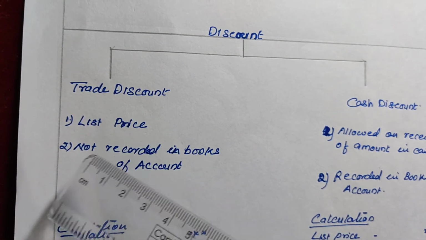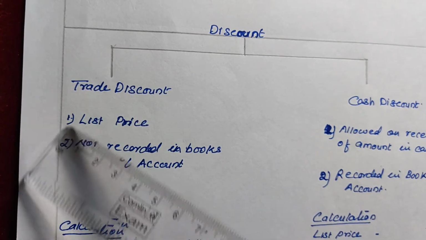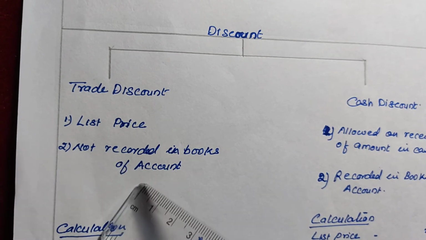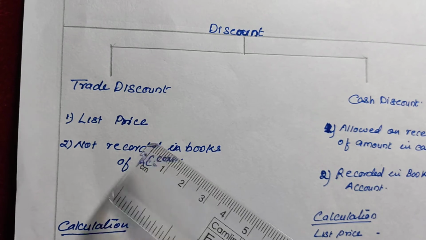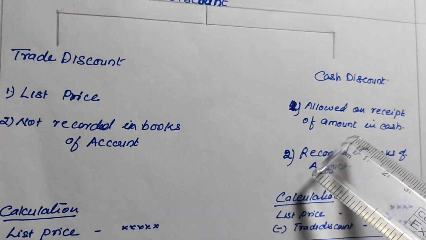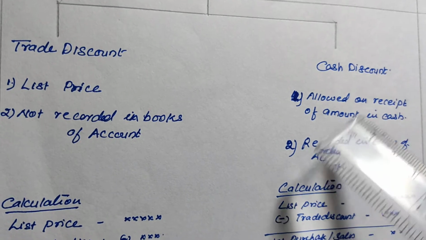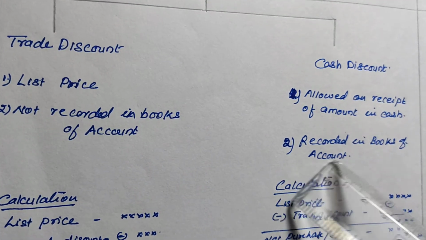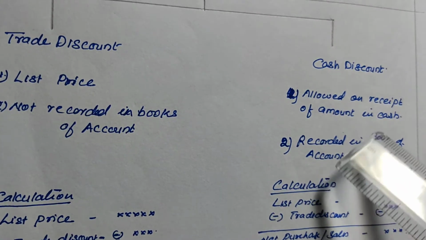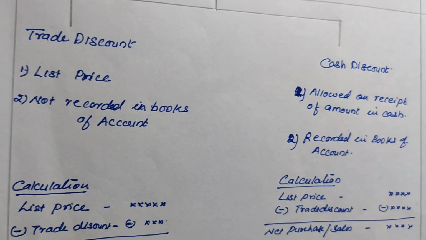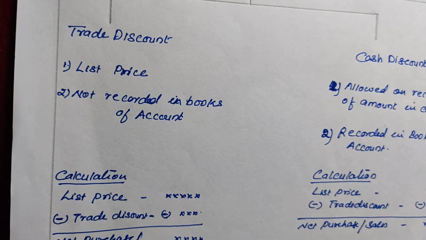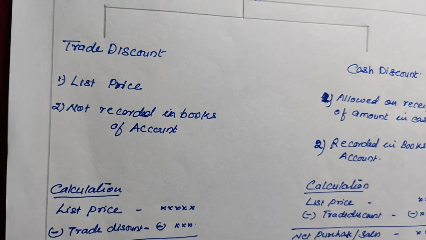That is, trade discount is given on the list price and it is not recorded in the books of account, and it is given to all the customers who purchase the goods in large quantity. But cash discount is allowed only at the time of payment of cash or receipt of cash. Next is that it is recorded in the books of account and it has been given for making the prompt payment. Now let's see how to calculate the trade discount and cash discount, then we will do the journal entry.